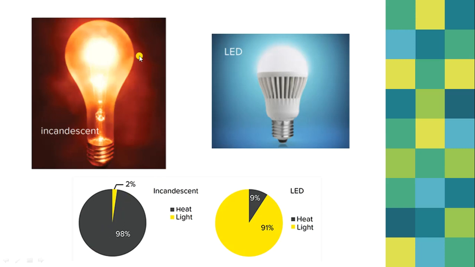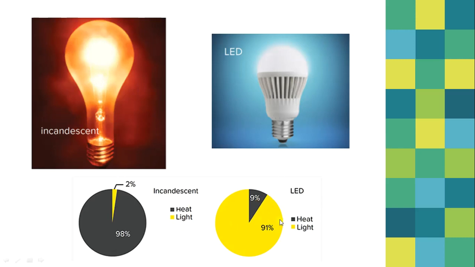we may see that on the incandescent light bulb, we have only 2% of light and 98% of the energy that is being consumed is wasted in the form of heat. So basically we have a fire just right there.